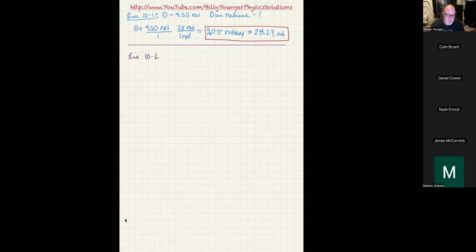Basically, what it says: a particular bird's eye can just distinguish objects that subtend an angle no smaller than about 3 times 10 to the negative fourth radians. A, how many degrees is this? And B, how small an object can the bird distinguish when flying at a height of 100 meters? So that part B is where I'm going to show you something that you can use from here on out.